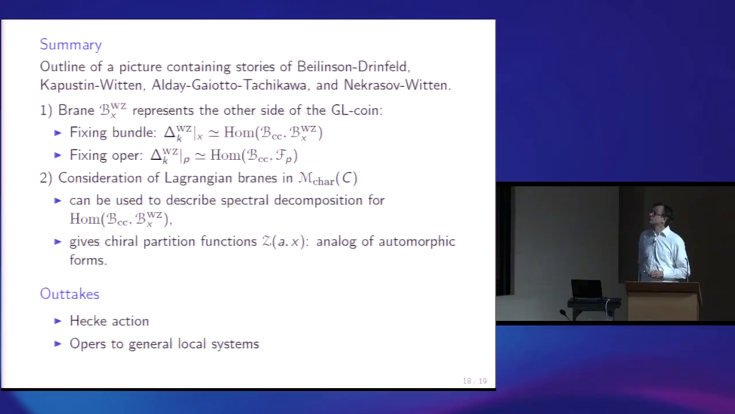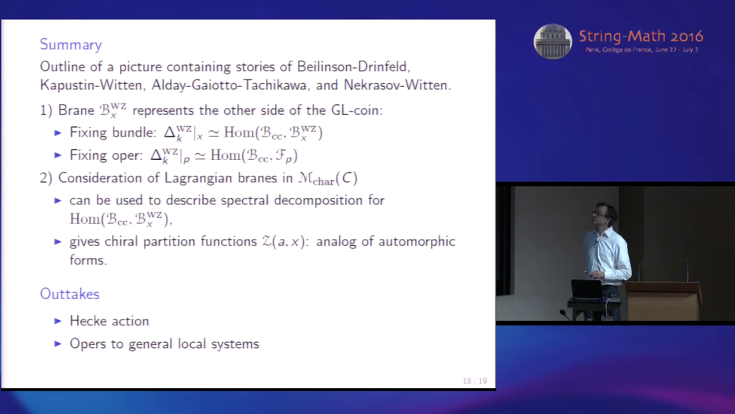So we outlined a picture, of course, containing the stories of Beilinson, Drinfeld, Kapustin, Witten, Alday, Gaiotto, Tachikawa, and Nekrasov, Witten. There are two key ingredients, the brane B_XWZ, which basically gives us one way of fibering the D-modules over the base of the Hitchin fibration, and we have another way of fibering over Bun G. So basically, it's the first and the second Hitchin fibration that are represented by these two types of branes. And, okay, I gave a discussion of what the discussion of Lagrangian branes in the character variety adds to this story. In particular, it gives chiral partition functions, which can be seen as the analog of the automorphic forms in the ordinary Langlands correspondence.